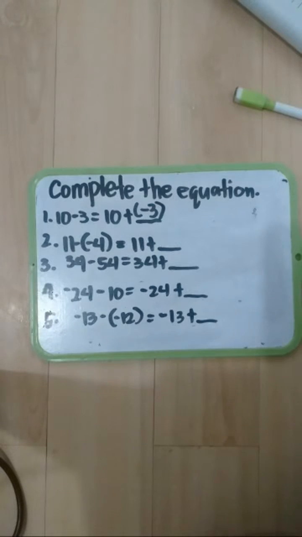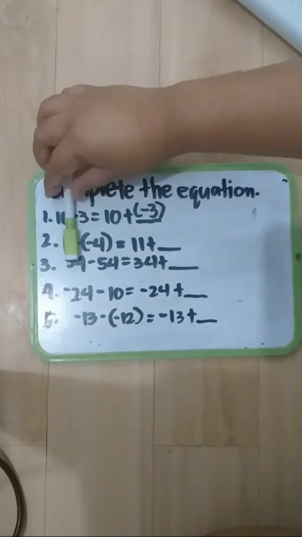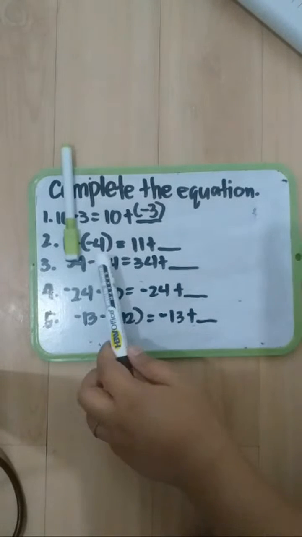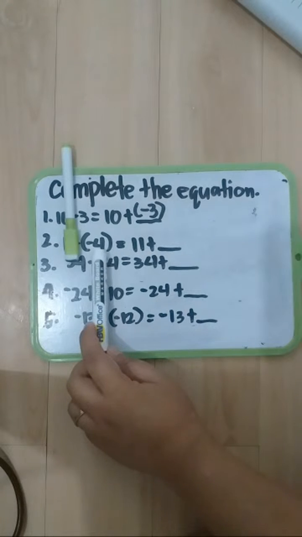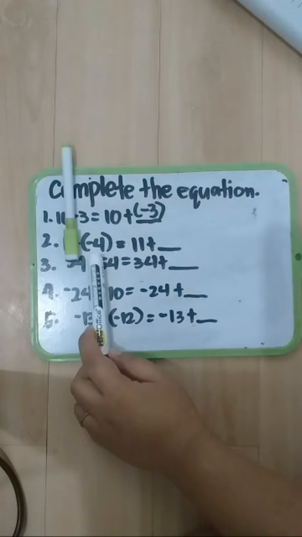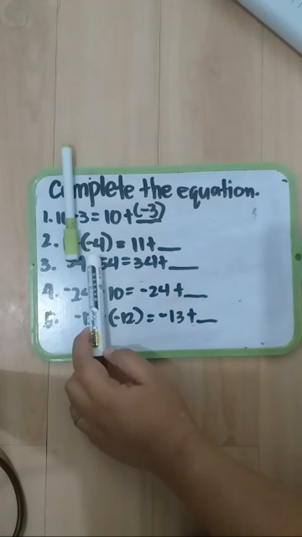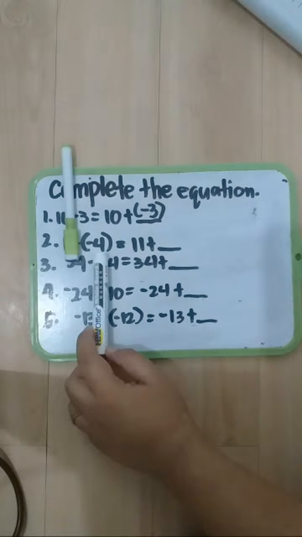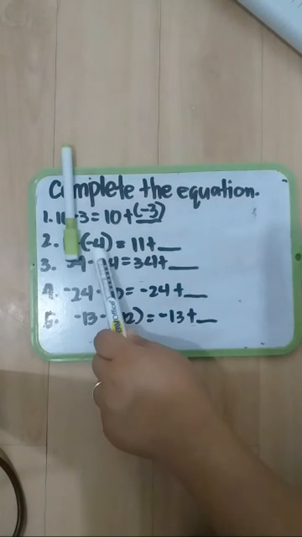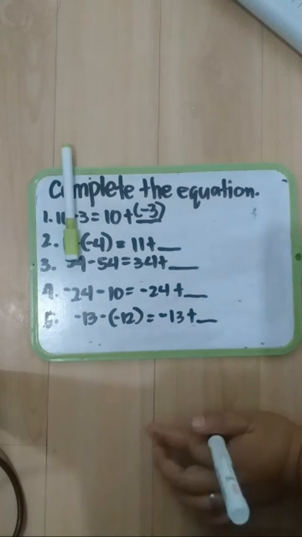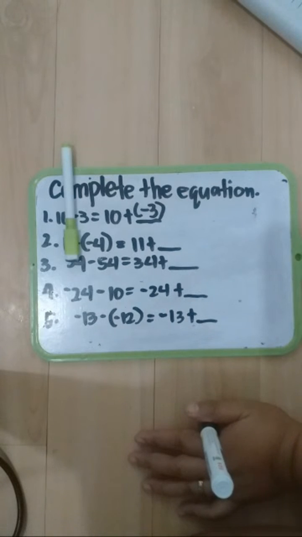Nakakasunod. Next, disregard ulit to. Ano ang sign ng ating subtrahend? Anong sign nito? Positive or negative? Nawawala na sila. Okay, negative 4. Ano ang opposite ng negative 4? Kabaligtaran ng negative 4.